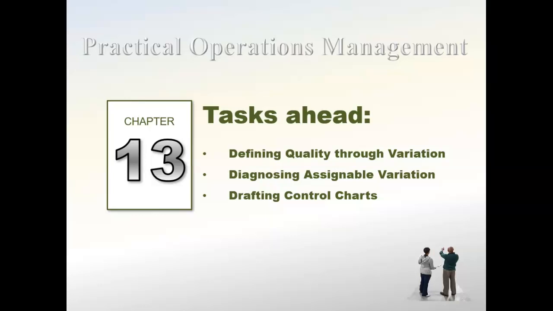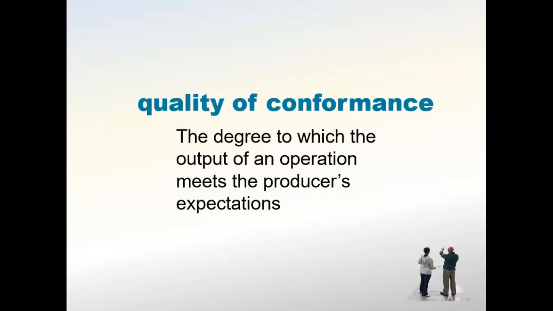Our objectives for this chapter are to define quality through variation, understand how to diagnose assignable variation, and understand the importance of drafting control charts. So let's get started. Even seemingly identical objects possess small differences.